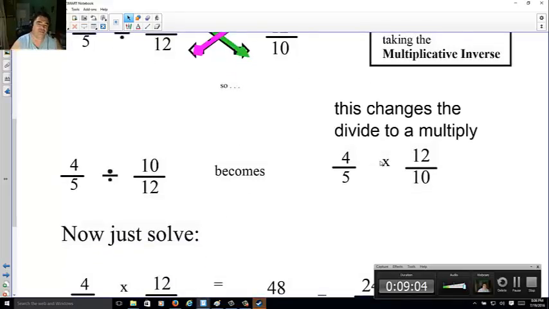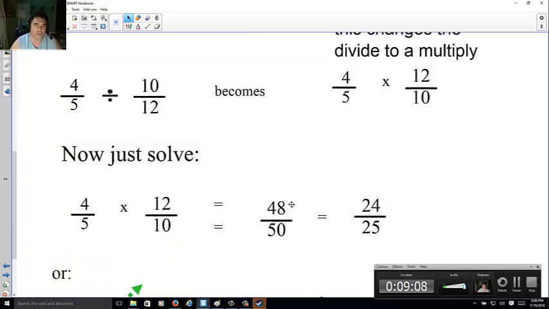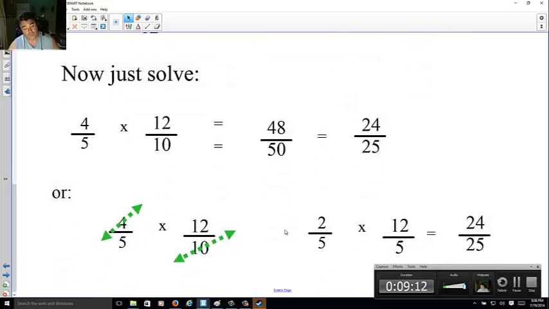Now, it's just 4 times 12 and 5 times 10, which you could make 48 over 50 and reduce down to 24 over 25, or you could pre-divide the 4 and the 10, divide both by 2, and make that a 2 and make this a 5, and then take 12 times 2, makes 24, and 5 times 5 is 25. It's a little more complex, an extra step, but nothing you can't do if you are willing to take it one step at a time.